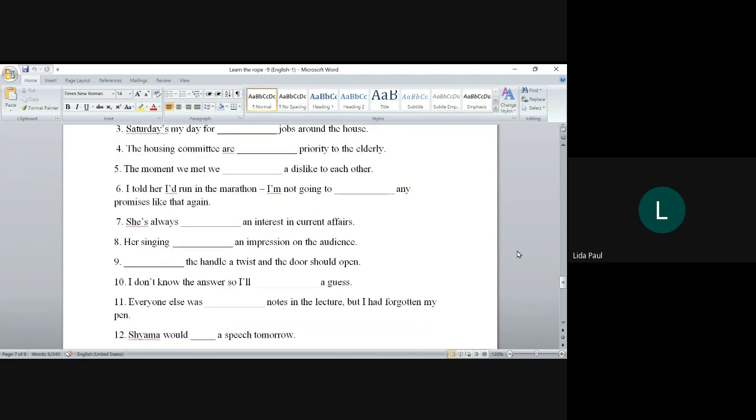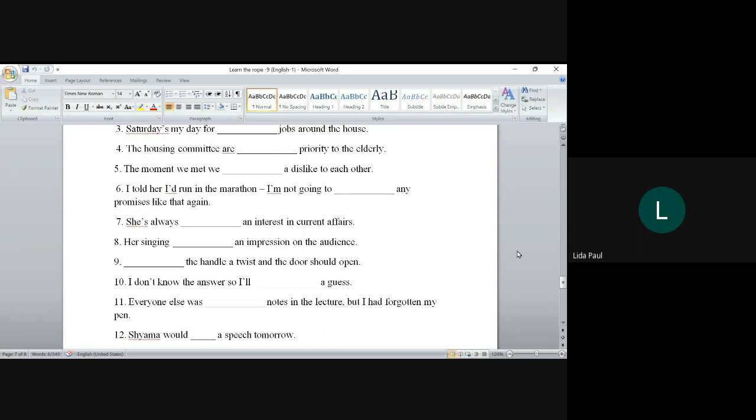Seventh, she's always dash an interest in current affairs. Having, have an interest. Again, this is a place where you can either say have an interest or you can also say take an interest. Now, I would say a better usage would be taking an interest in current affairs. Usually the more popularly used expression is take an interest, but have an interest is maybe not considered wrong. So she's always taking an interest in current affairs. You can take that as the answer.